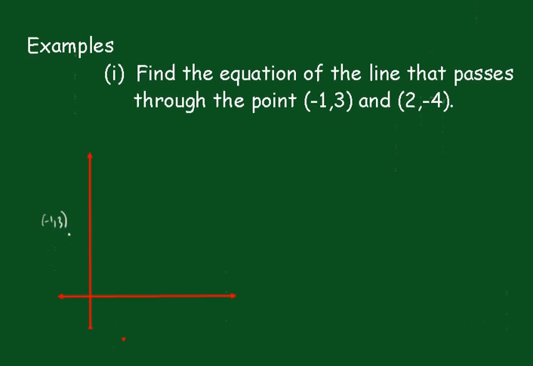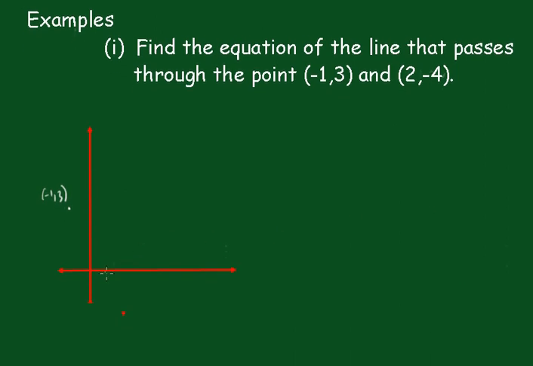Let's bring that up a bit. 2, negative 4, say down there somewhere. And by doing that, you can see you're going to have a negative gradient, which is a nice little check step. Alright, so let's work out the gradient first. So gradient is equal to the difference in the y values. That's negative 4, take away 3, all over 2, take away negative 1. And that gives me negative 7 over 3.